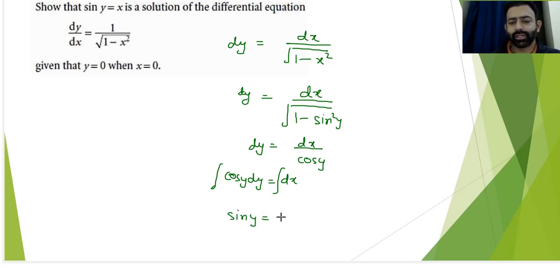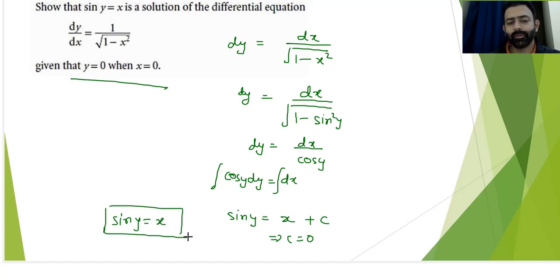The integral of dx is x plus c, and now these conditions will also have to be used. Since y is equal to 0 and x is equal to 0, the value of c is 0. So I will get the solution, not the differential equation but the solution, sin y is equal to x. So basically we have to use the method of integration, so that from the differential equation we arrive at the solution.